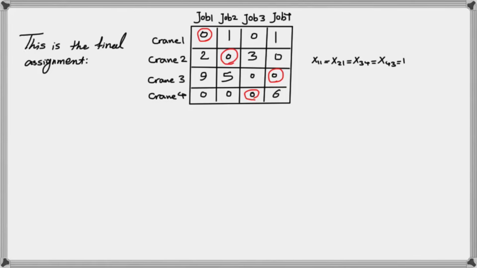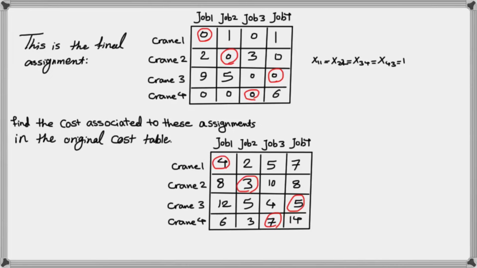Our final solution is x11, x21, x34, and x43 have a value of 1, and therefore the costs associated with these are going to be activated in my objective function. If I go back to the original cost table I can pick the costs associated with those allocations and calculate my final objective function value. So as you see, my final objective function value in this case is equal to 19, by finding the costs associated with those allocations that I've made.